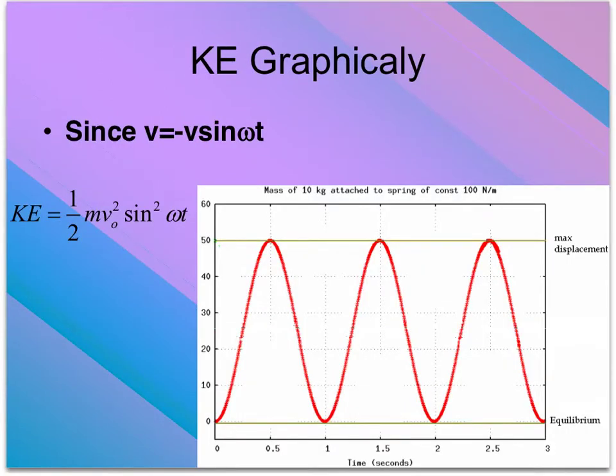Now, looking at it graphically, and there are numbers on here, but it's just to give you a better idea. The kinetic energy, since the velocity is equal to negative v sub 0 sine omega t, we can also put kinetic energy in terms of the velocity. So we plug in negative v sub 0 sine omega t, and we get kinetic energy is 1/2 m v sub 0 squared sine squared omega t.